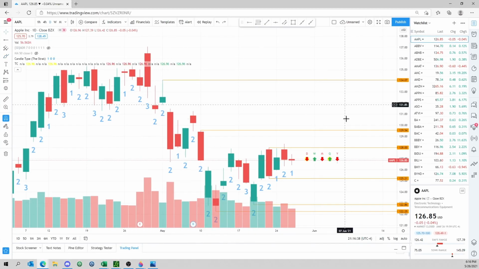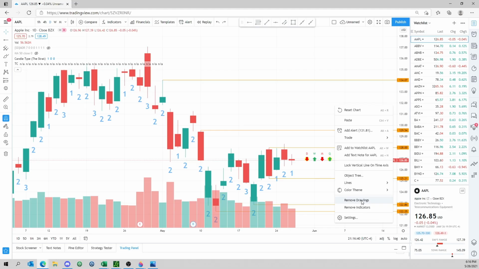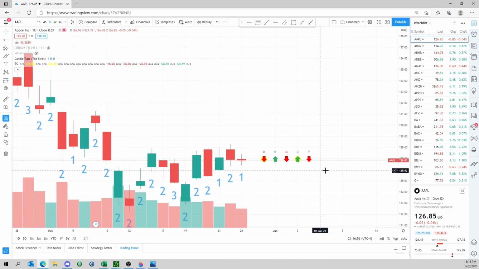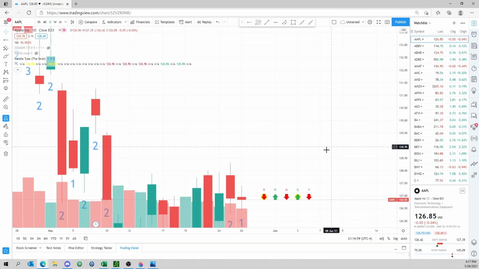Okay. This is Apple. A perfect consolidation day, inside day. So we know we're consolidating. Even though it's red, I don't worry about that. We're consolidating, still equilibrium. You can see the open and the close are very close to each other.